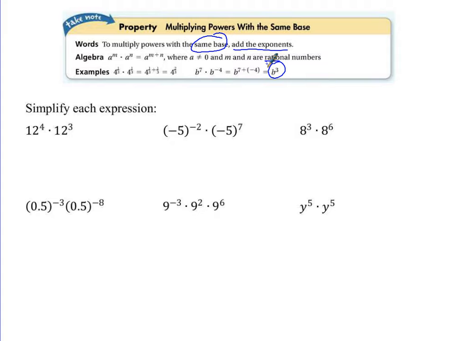All right, so we want to simplify 12 to the 4th times 12 to the 3rd. Are those like bases? Are we multiplying them? Yes, so that means we can do what to the exponents? Add them. So I'm going to write 12 to the 7th power. Just out of curiosity, what is 12 to the 7th power? A really, really big number. What is it though? Just read the digits to me.